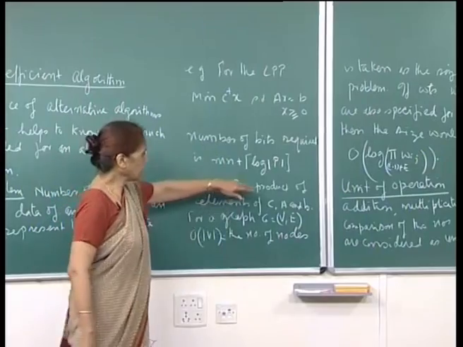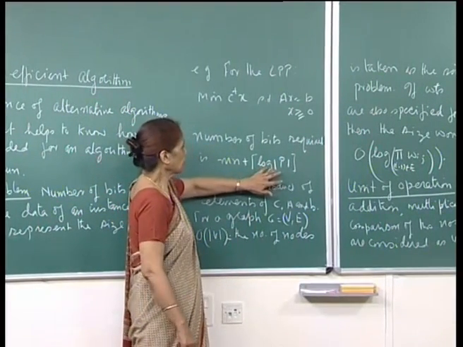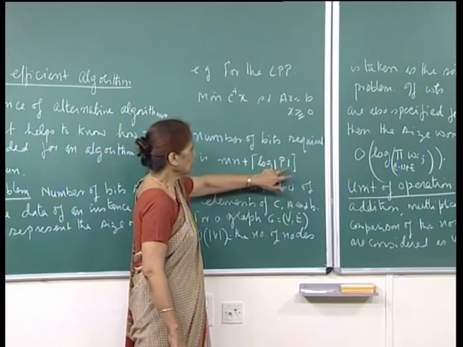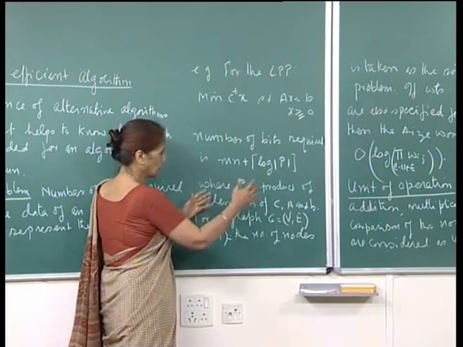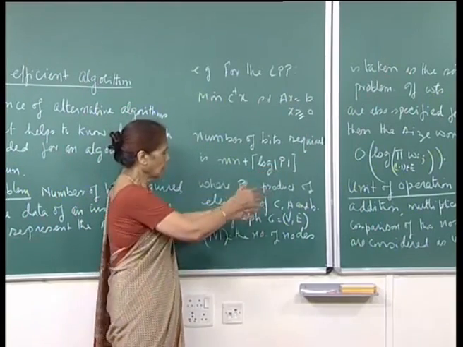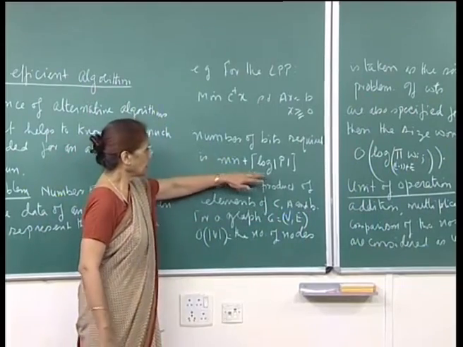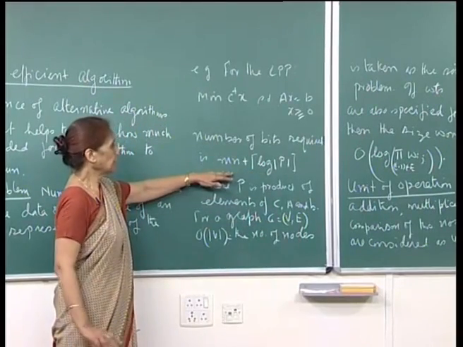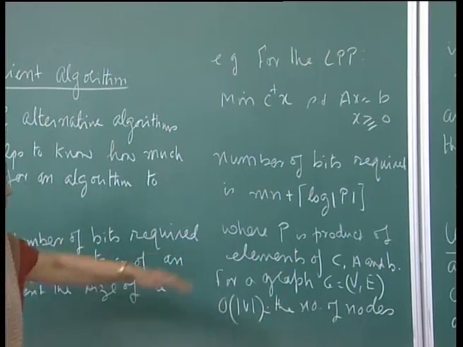So, the log to the base 8 is one of the ways of recording the data. So, then P is the product of the elements of C, A and B. So, when you put log, that means all these numbers you have to record, and so that will be the size of an instance of a linear programming problem. This would be the size.